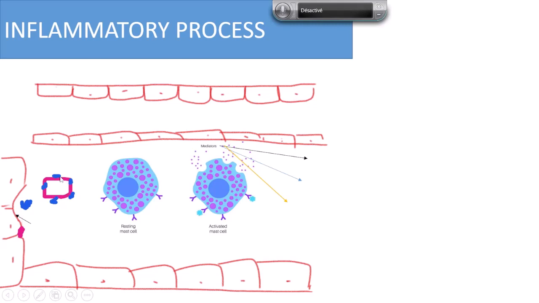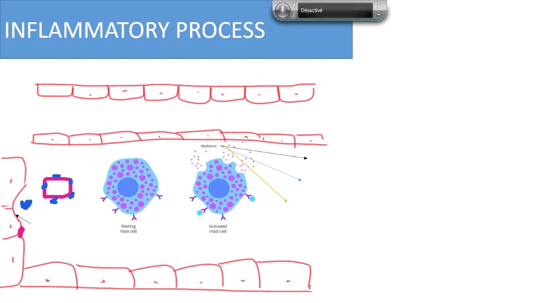Once these bacteria gain access into our system, they have some surface antigens. These bacteria can release endotoxins. Now these endotoxins can be recognized by resident cells of our connective tissue called mast cells. Mast cells have a group of receptors which can recognize these endotoxins. Once these endotoxins are recognized, the mast cells are activated, and they undergo a process called mast cell degranulation.